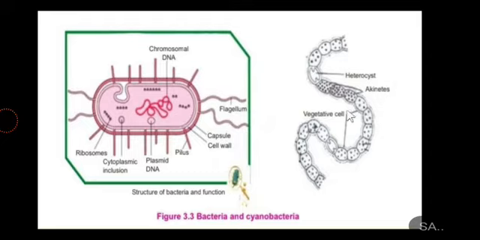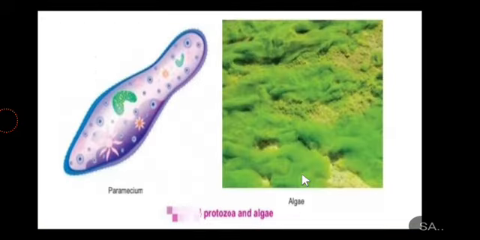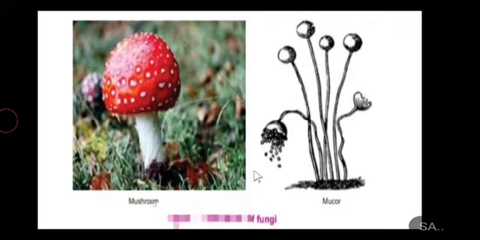Here you can see the cyanobacteria, so different structures are found, heterocysts, akinetes, vegetative cells, which are actually helping it to perform photosynthesis because they contain pigments. If you look at the protozoan and algae, then Paramecium is protozoan and this is algae. Here the macroscopic fungi is mushroom, while Whittaker is there. This is also a type of fungus.